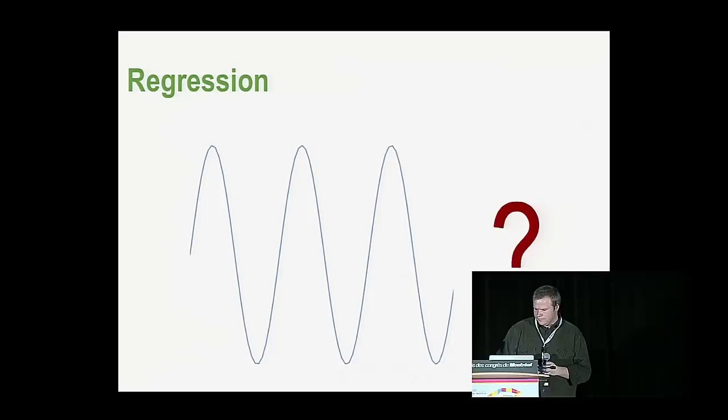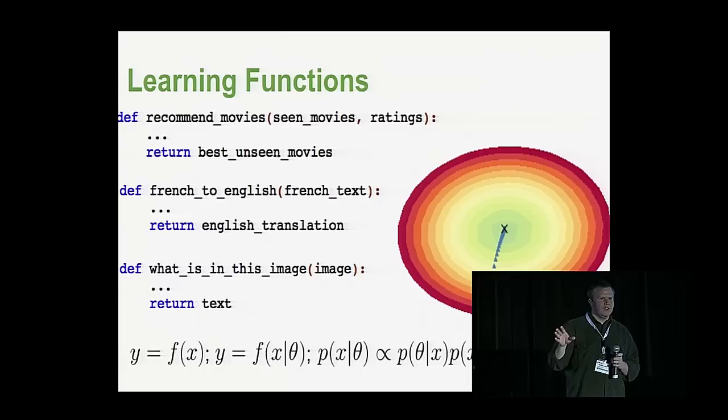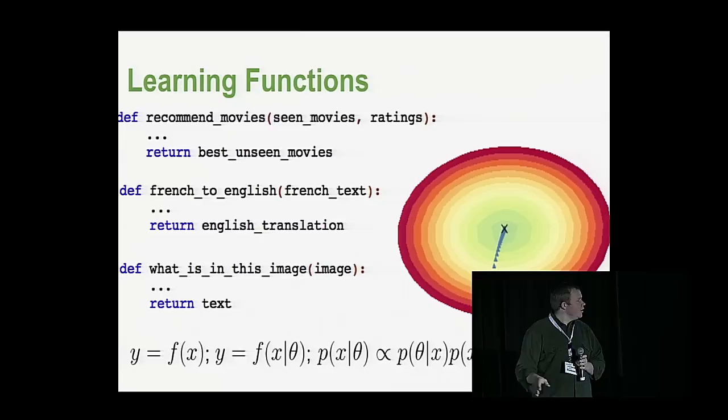So those are the two basic things you can do in machine learning. There's a lot more, and I'm trying not to get into it, but you can broadly categorize the kind of tasks you want to do into classification or regression. So the core of machine learning, at least in my opinion, is about learning functions.